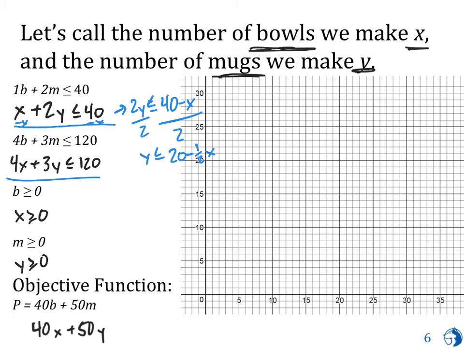The other one is, I'm going to subtract 4x, and I get 3y is less than or equal to 120 minus 4x. Divide both sides by 3, and I get y is less than or equal to 40 minus 4/3 x. Now I'm going to graph these inequalities. These are both or equal to inequalities, so I can use solid lines. So I'm going to start with 20 minus 1/2 x.